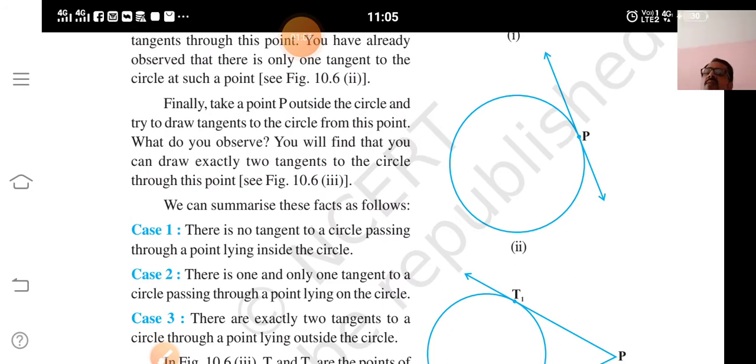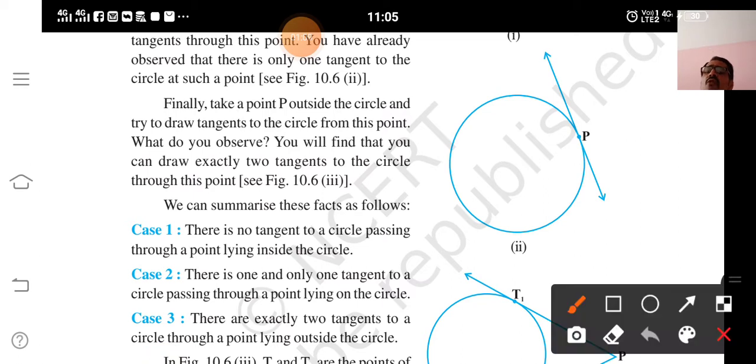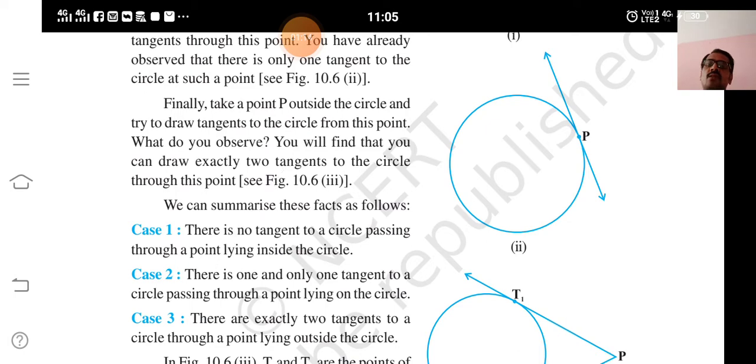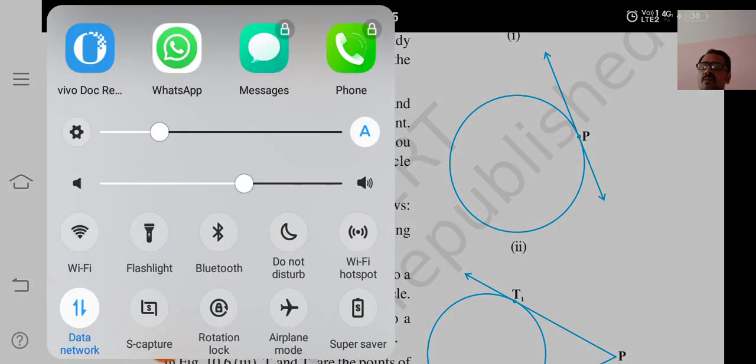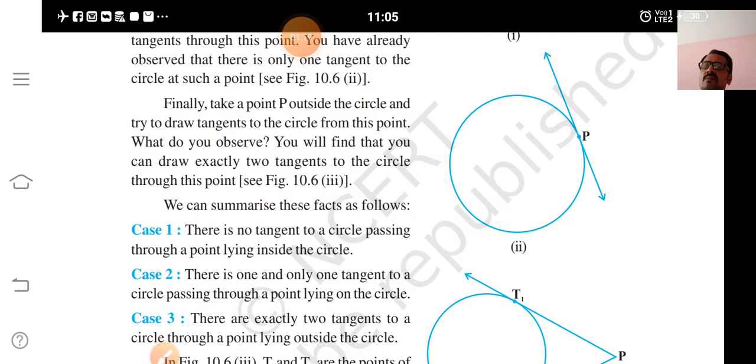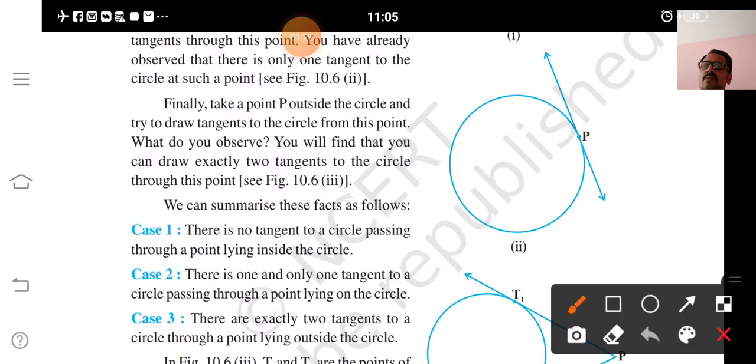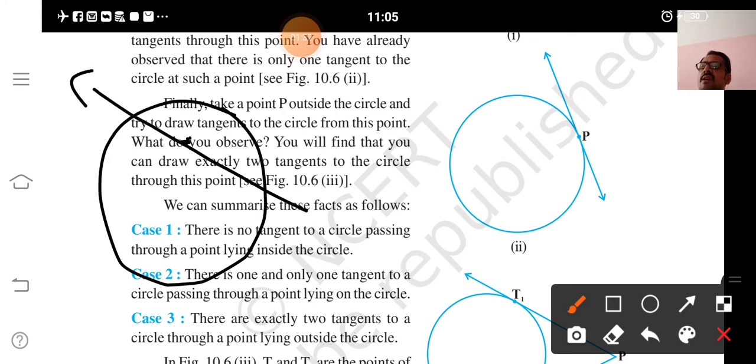Listen, so here we are discussing from a single point how many tangents we can draw. So we can consider 3 conditions. In the first condition, we can take a point inside the circle. Now let us try to draw a tangent. If I try to draw a tangent, it will become a secant. So from the point which is inside the circle, you cannot draw any tangent because it will become a secant.